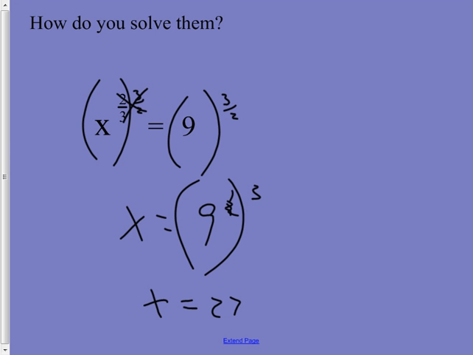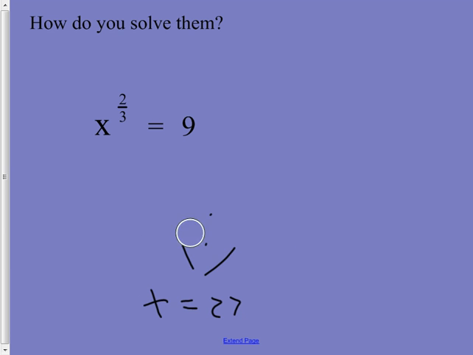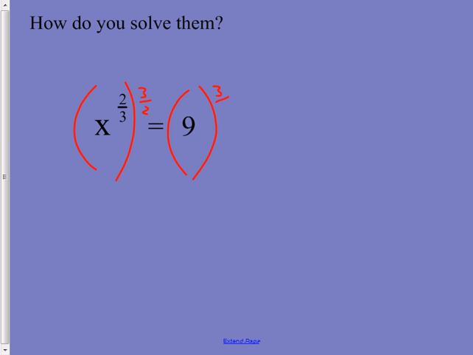How do you solve equations like this? Well, you put it to the power that will make the power cancel. So I put this to the power of 3 over 2. And if I do it to the one side, I have to do it to the other. Remember how when you multiply reciprocals, they make 1? So you see how these cancel, and I'll have x to the 1 power.